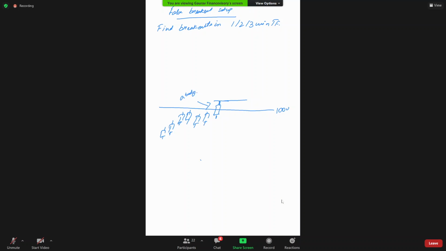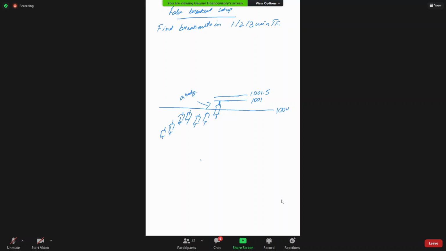Okay. So you're going to mark the top of this breakout candle. Suppose it is at 1001, and place our buying order just above it, say 1001.5. Just slightly higher than the breakout candle, and that is going to be our ideal entry.